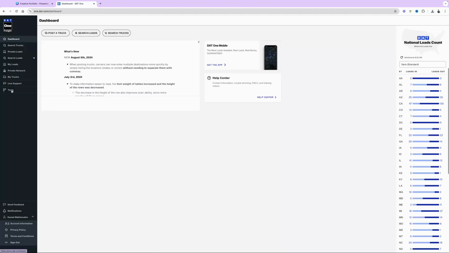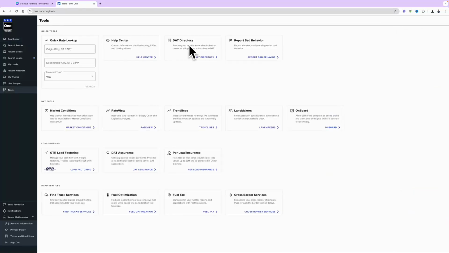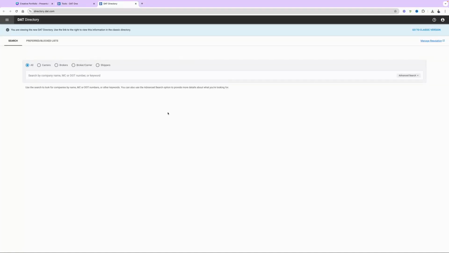Once you log in, go to Tools and go to DAT directory up here. Click on DAT directory and voila, you're here. Now, think of the DAT directory as a comprehensive database of carriers, brokers, and shippers, providing you detailed profiles that include safety ratings, which is very important, services they offer, and even customer reviews. This tool is invaluable whether you are searching for a reliable carrier in a specific region or a broker with a good reputation. DAT directory helps you make those connections confidently.